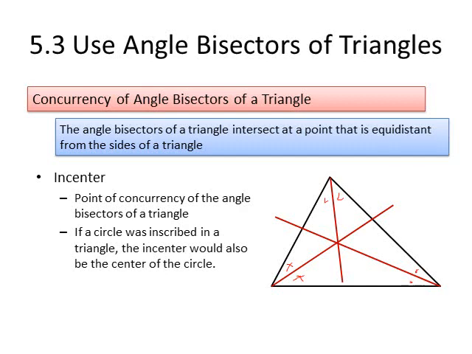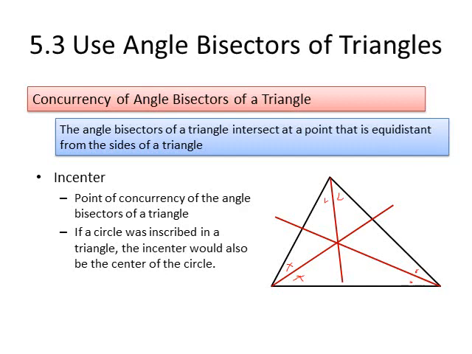So, the circumcenter comes with what? Perpendicular bisectors. What about angle bisectors? It is the incenter. Angle bisectors, incenter.